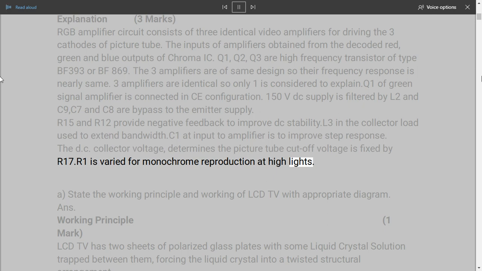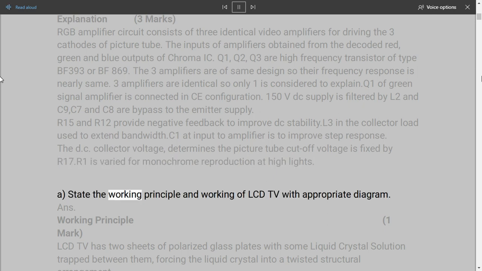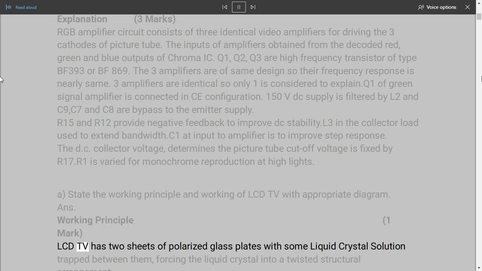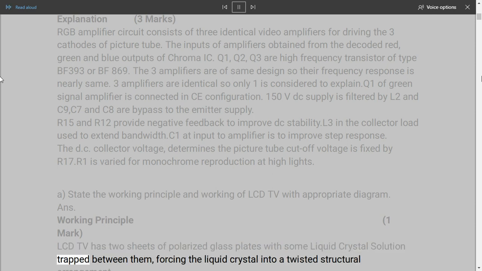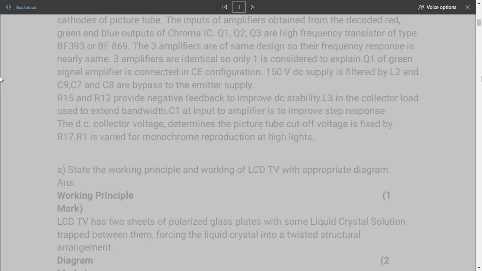Question: State the working principle and working of LCD TV with appropriate diagram. Answer: working principle, 1 mark. LCD TV has two sheets of polarized glass plates with some liquid crystal solution trapped between them, forcing the liquid crystal into a twisted structural arrangement. Diagram, 2 marks.